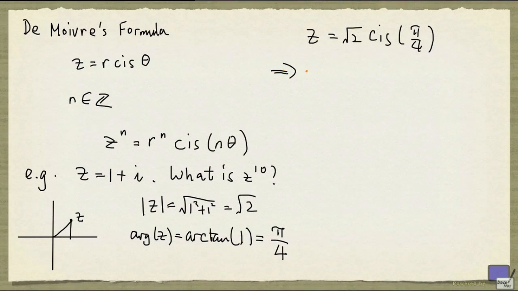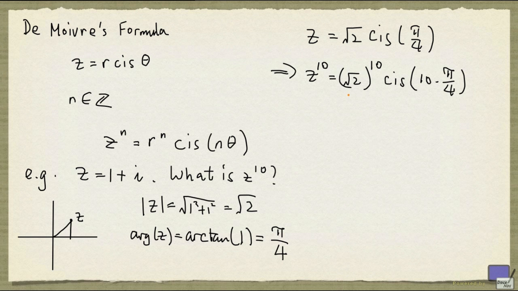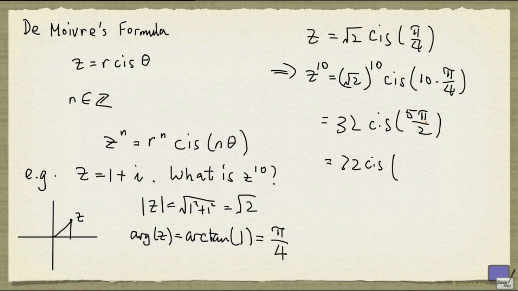And that means z to the 10 is given by the square root of 2 to the 10 times cis of 10 times pi over 4. And simplifying this gives us 32 times cis of 5 pi over 2. But now 5 pi over 2 is bigger than 2 pi. So we can bring this angle to within 0 and 2 pi by subtracting 2 pi. And that will give us just pi over 2.